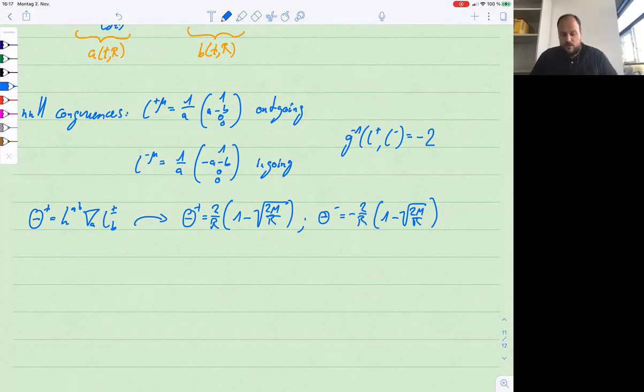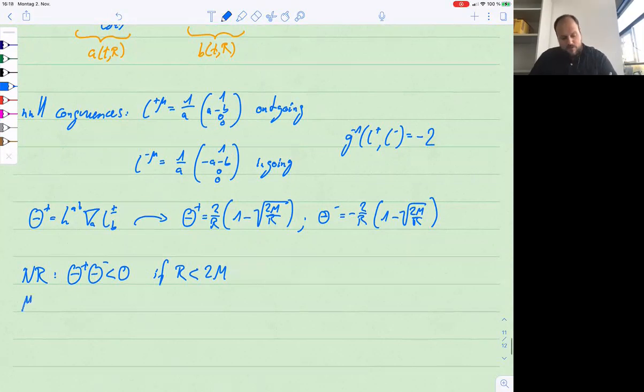And now what can we say? We can look at where our trapped region is, where's the normal region. So normal region, we know that theta plus minus must be smaller than zero. And this happens, as you can see, if r is smaller than 2m, and m here is a function of r. But let's just suppress it. Then we have marginally trapped. Yeah, we know that this is theta plus minus equals zero. And this is exactly if r equals 2m.